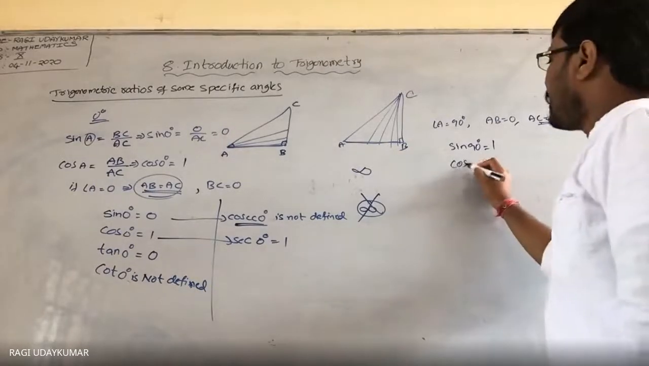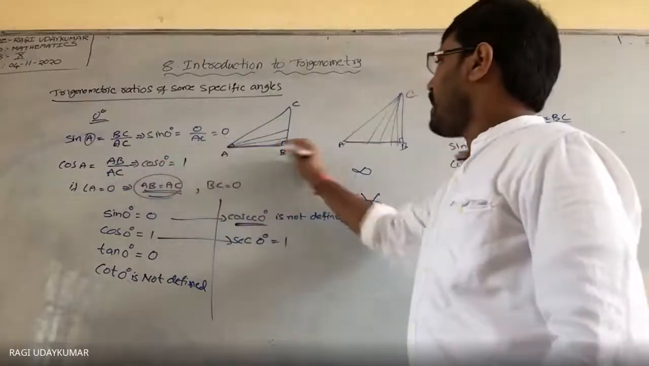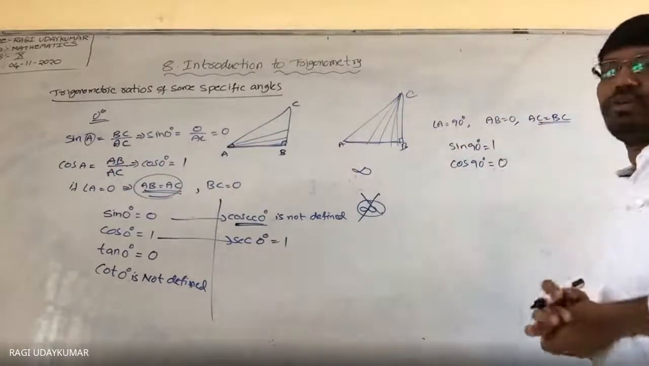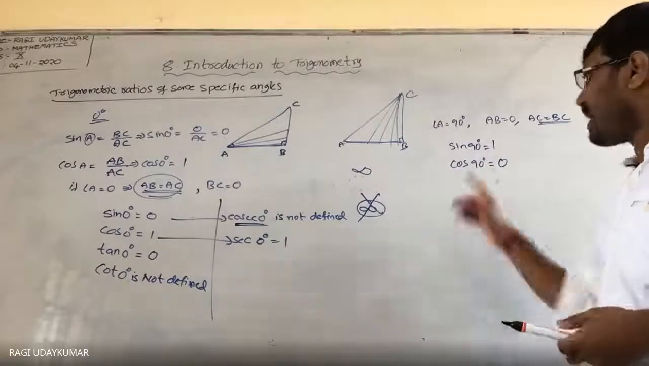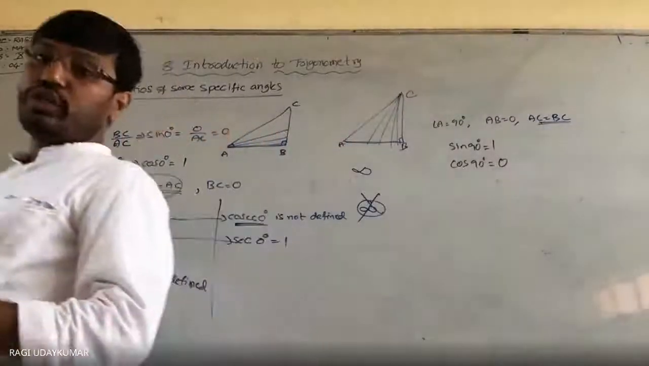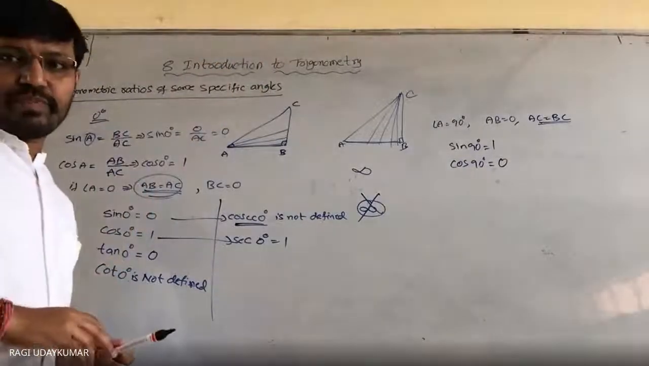And cos 90 degrees, if you want to find out BC by AB by AC. So AB completely vanishes, so the value becomes 0. So sin 90 is 1, cos 90 is 0. And here it is reversed: sin 0 is 0, cos 0 is 1. So the reverse of these two happens there.